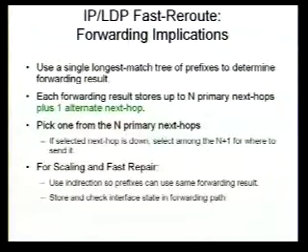And in order to get scaling and fast repair, you use BGP to IGP indirection so that multiple prefixes can use the same forwarding result. And if you can, you want to store and check the interface state in the forwarding path so that you get that deterministic failover regardless of how many prefixes are affected or how many forwarding results are affected.